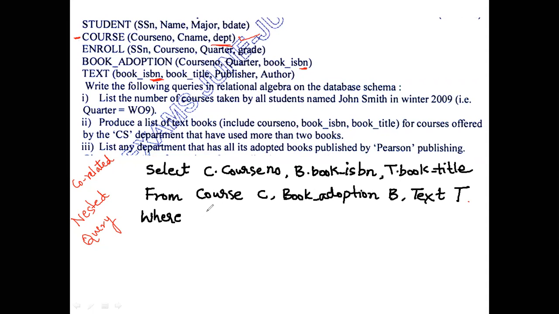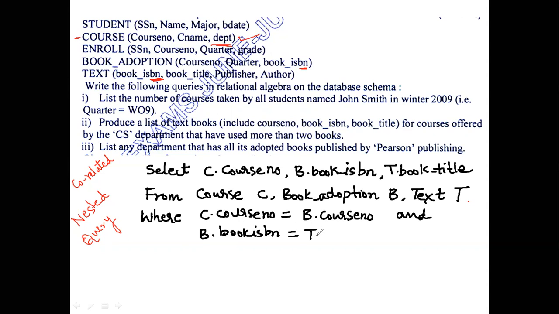So three tables. Course and book adoption can be combined on course number, so C dot course number is equal to B dot course number. And book adoption and textbook can be combined on book ISBN, so B dot book ISBN is equal to T dot book ISBN. So this joined these three tables.